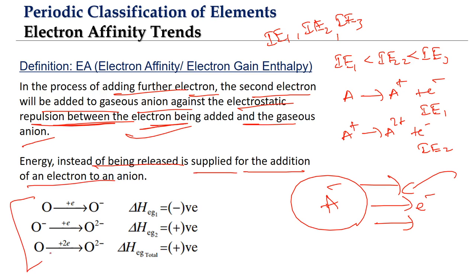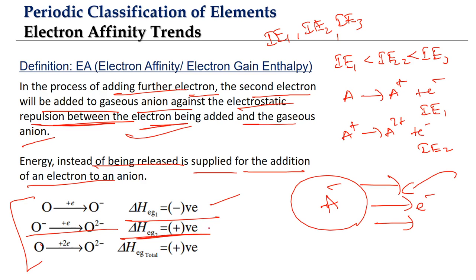One of the classic examples is the formation of the O2 minus ion. In the first step, when we are adding an electron to form O minus, we can see clearly the electron gain enthalpy 1, Eg1, will be negative. But when we add the second electron, see, O minus is there. To this we add one more electron and we get O2 minus. The second step will be endothermic, meaning we will not get energy released. We have to supply energy.